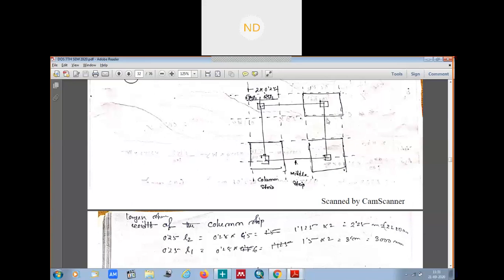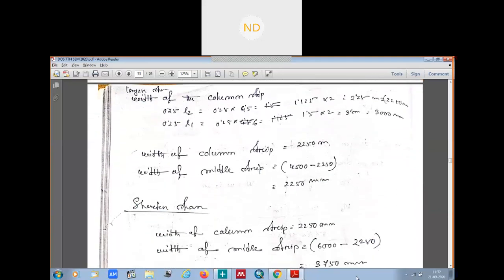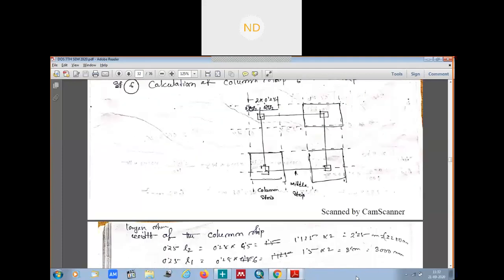So now when we have to calculate the width of the middle strip, what we can do is this entire thing 4.5 minus this and this, which is ultimately nothing but 2250. So we can directly subtract it. 4500 minus 1125, this and this minus 1125. So that will give you this width of the middle strip. So 4500 minus 2250.